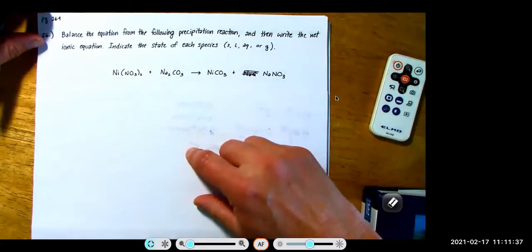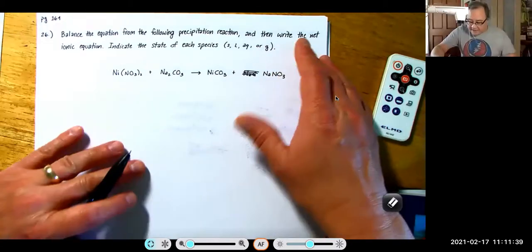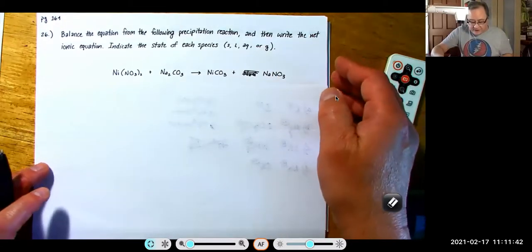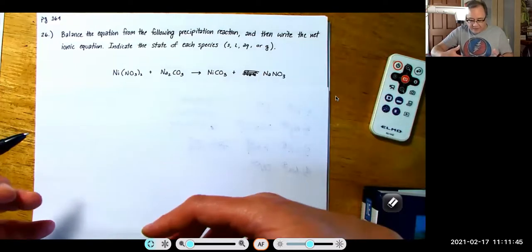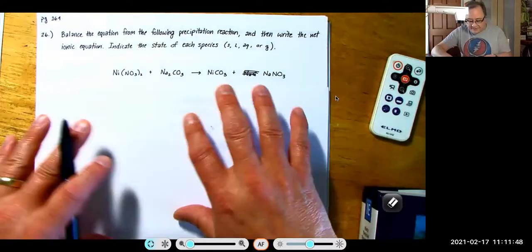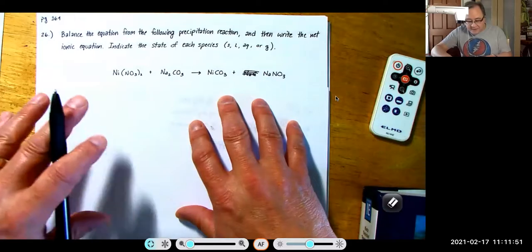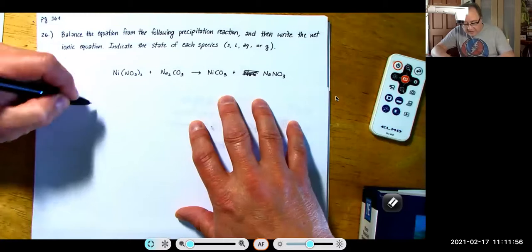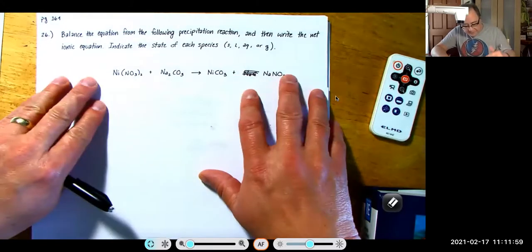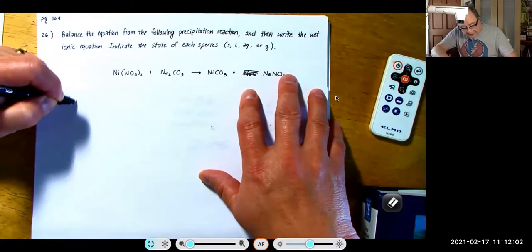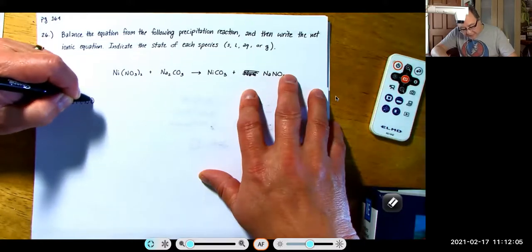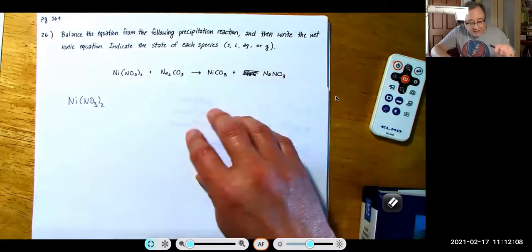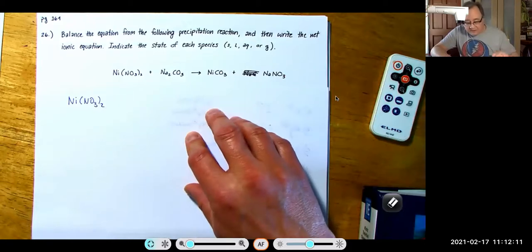Right. Let's take a look at this one. So you did ask at the beginning of the session, how do you balance these and write net ionic equations? So let's take a look at this. So this happens to be a precipitation reaction. And here, that means that all of this is occurring in water. So let's write out the formulas for these and add the appropriate label. If it's a solid, you write S. If it's a liquid, you write L. If it's a gas, you write G. If it's dissolved in water, you write AQ.